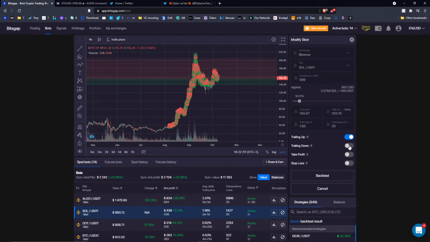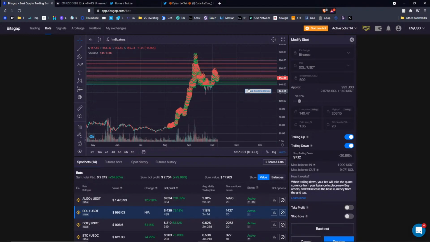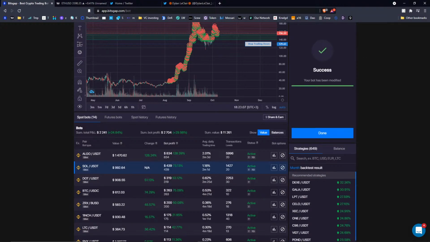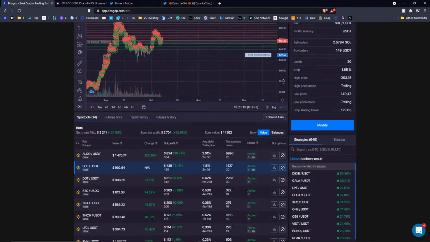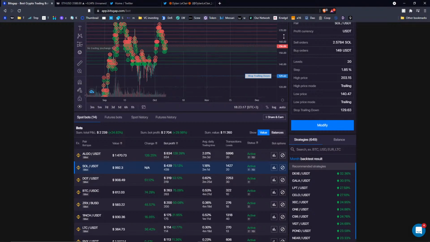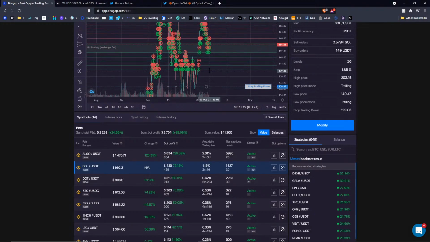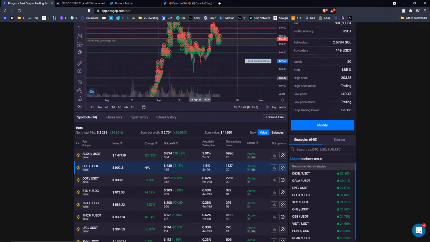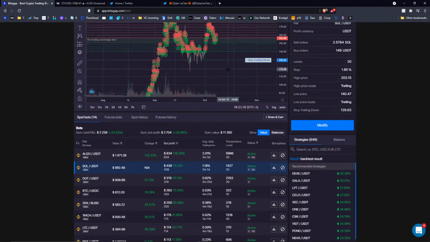Actually, I would consider setting a trading down for it down here. Yep, and I would click on preview, confirm. Here we go. So in case the price falls back to this price level, I know that my bot is going to continue trading here, which was not the case before when the price was below 140 and I didn't have a chance to capture this whole price action over here, okay?